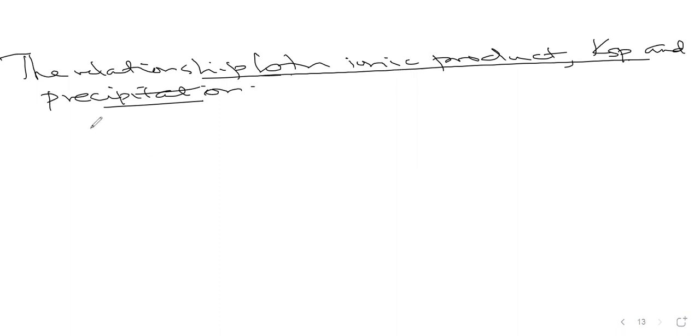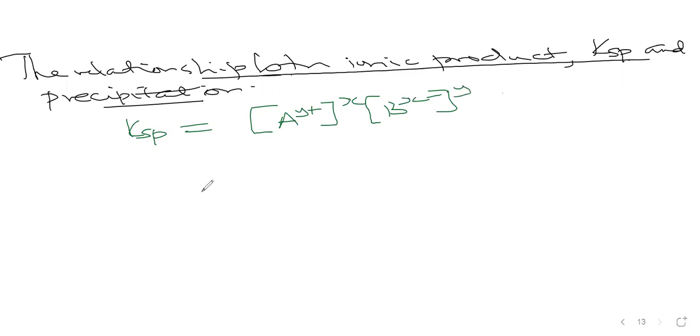You are aware that for any sparingly soluble electrolyte, KSP is always equal to the concentrations of the ions, raised to the power of their stoichiometric coefficients in the solubility equation. I think when I write this, you understand what I mean. That is KSP.